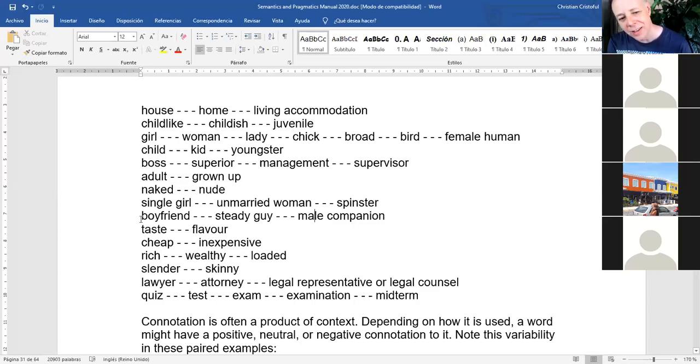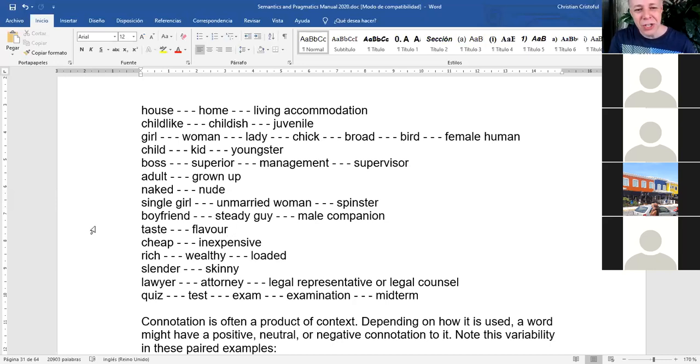Look at this one. Boyfriend, steady guy. Steady guy means a permanent guy, someone who doesn't change. And male companion. Male companion has the connotation of someone you rent. You have a big event and you have no one to take with you, so you rent someone. Those services are available in the United States, at least. I don't know here in Paraguay. It sounds horrible to me.